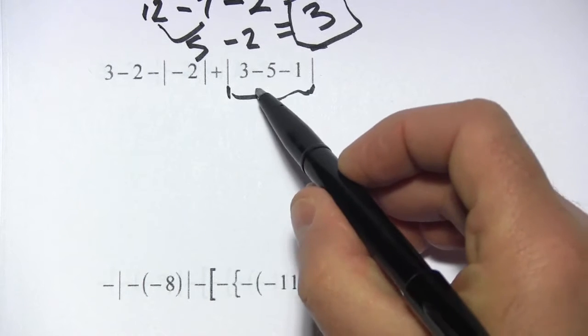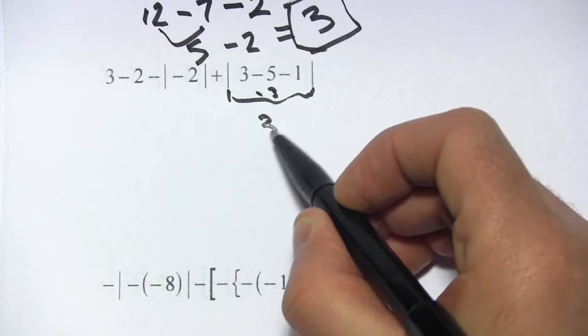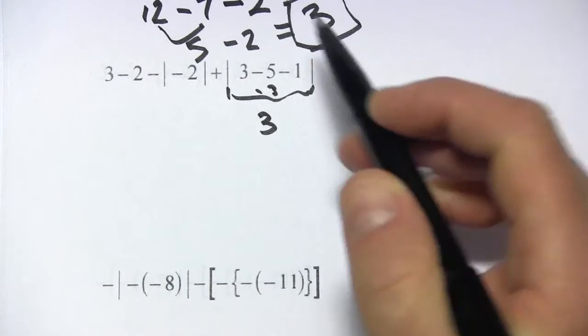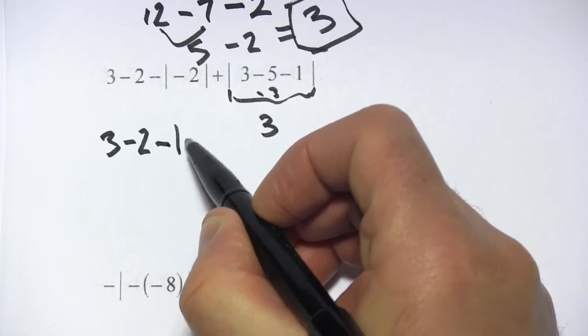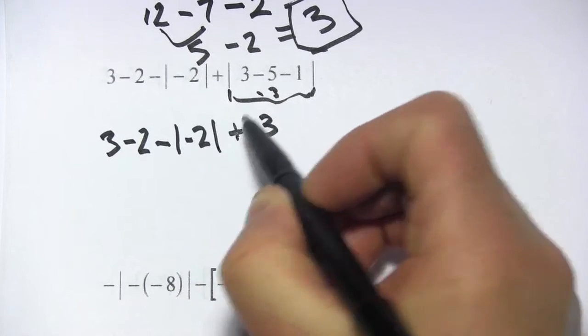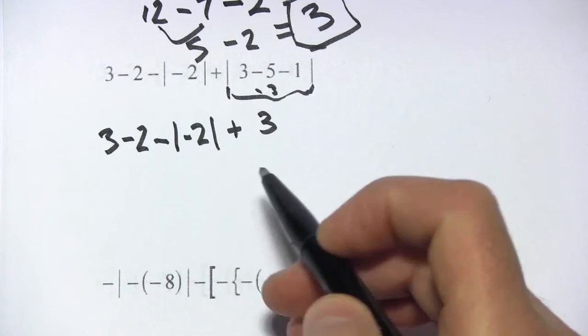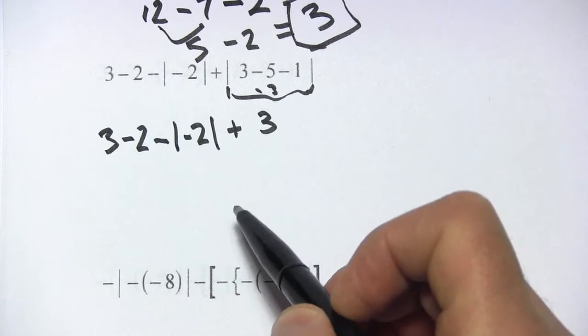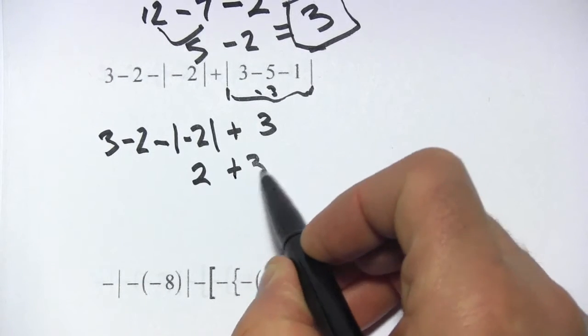And then we're going to take the absolute value of that. So a -3 becomes a +3. Let me rewrite the rest of the problem. 3 minus 2 minus the absolute value of -2 plus 3. Okay, it's looking simpler already. Let's deal with this absolute value. We have the absolute value of -2, so that just becomes a +2. And then we'll write the rest of the problem.